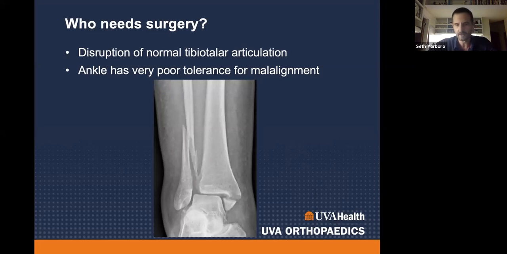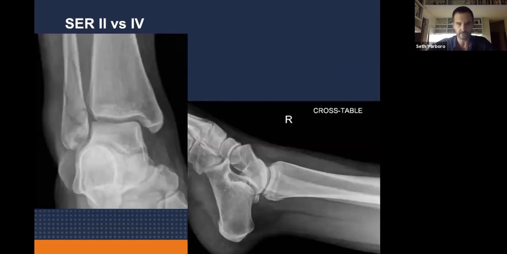It's really because the classic study that a 1 millimeter shift in the talus relative to the tibia results in a 40% decrease in contact area between the superior and inferior cartilage. And so that results in increased load and increased wear and early arthritis. So it's really to minimize risk for arthritis by restoring that appropriate articulation. That's your indication for surgery.